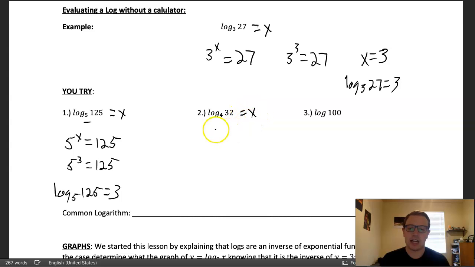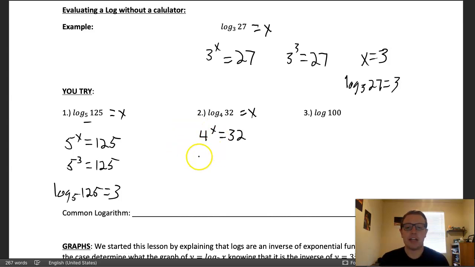So we set this equal to x. We get log base 4 of 32 is equal to x. Or this is saying 4 raised to the x power is equal to 32. Now we don't know a power of 4 that is equal to 32, right? 4 to the first power is 4. 4 squared is going to give us 16, and 4 cubed is going to give us 64.